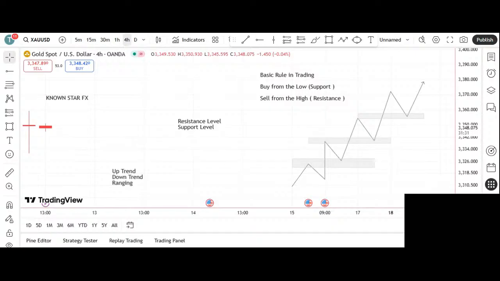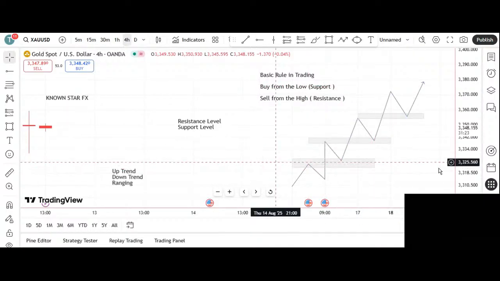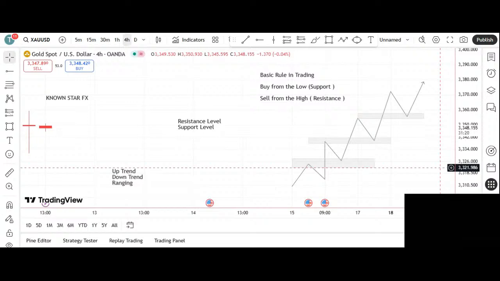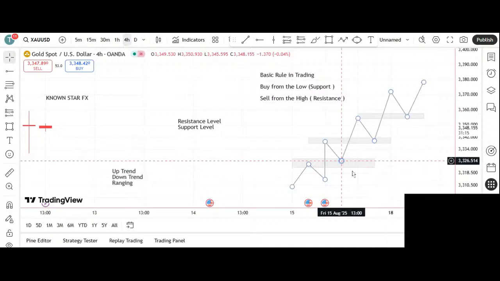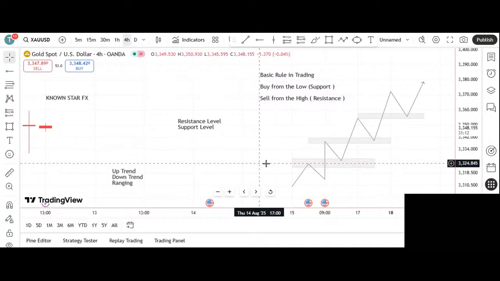More knowledge coming through. So what I've basically been saying here is that we have a basic rule in trading, and the basic rule in trading is what? Buy from the low and sell from the high. A low in the market is the same thing as what? A support level. And the high in the market is what we call resistance level.